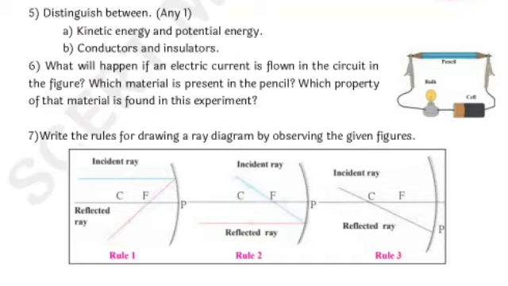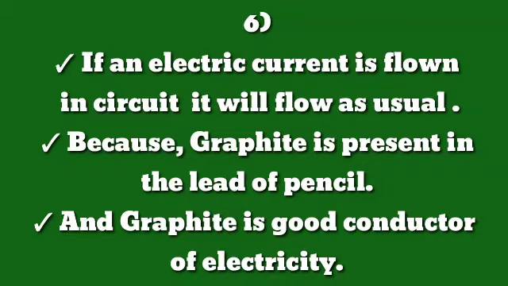Let's see. Question number 6. What will happen if an electric current is flown in the circuit in the figure? Which material is present in the pencil? Which property of that material is found in this experiment? Friends, here in the figure they have given us a pencil, bulb and cell. So let us see the answer to this question.